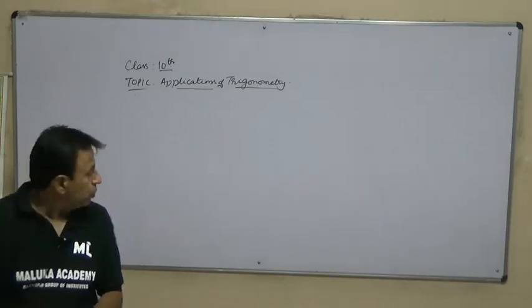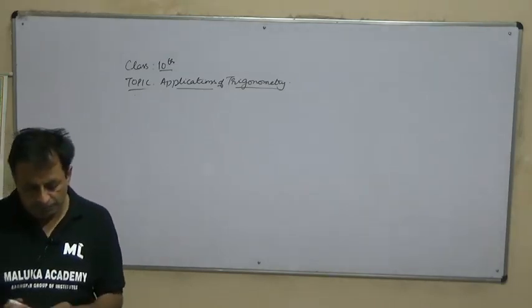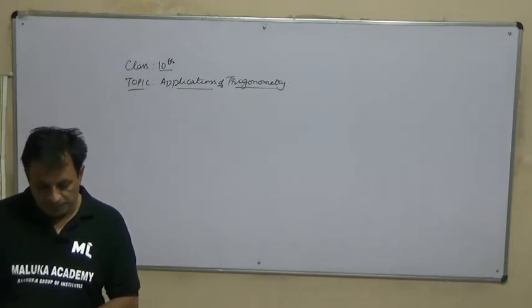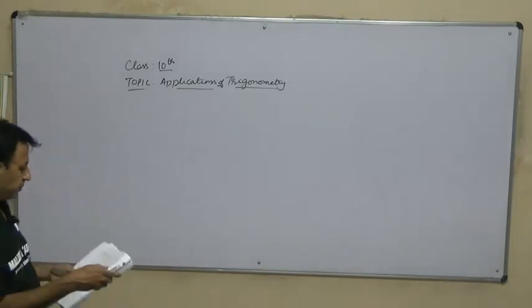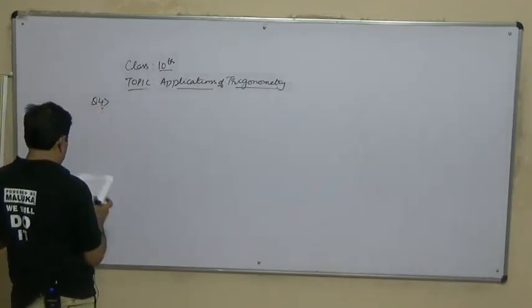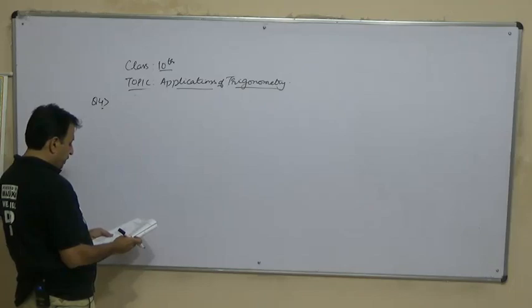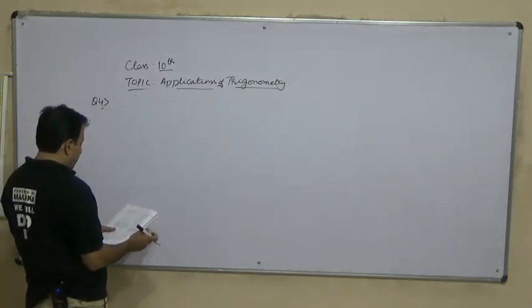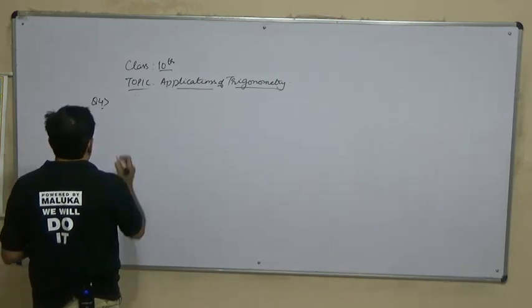So next, the fourth question we have. Question fourth is: a balloon is connected to a meteorological station by a cable of 200 meter.